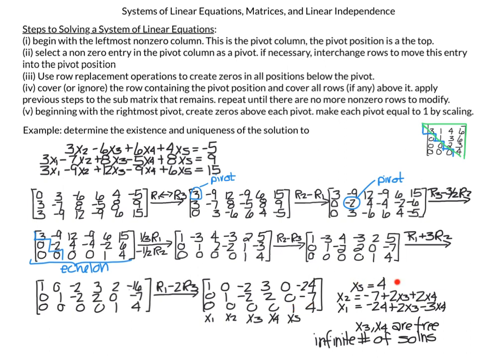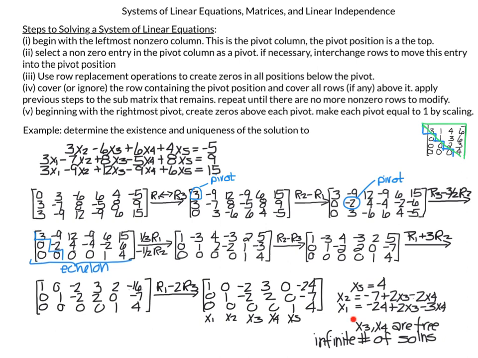x5 is equal to 4, and I always go from the bottom up. x5 is equal to 4, and then here, well, I don't have anything about x2 and x3, but I can solve for x2 in terms of x3, x4, and x5. So x2 is equal to my minus 7 plus 2x3 minus 2x4. Then my x1 is going to equal minus 24 plus 2x3 minus 3x4.